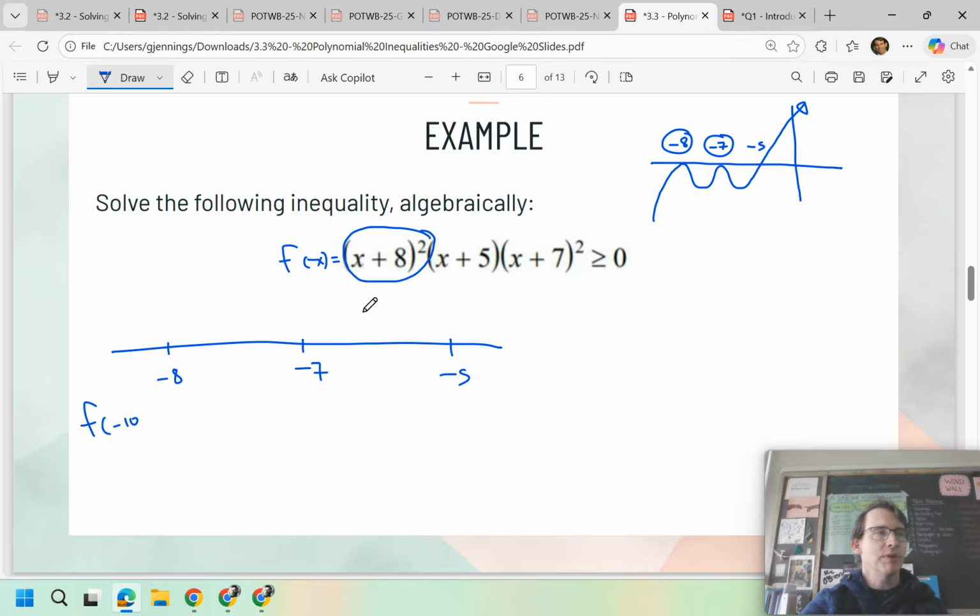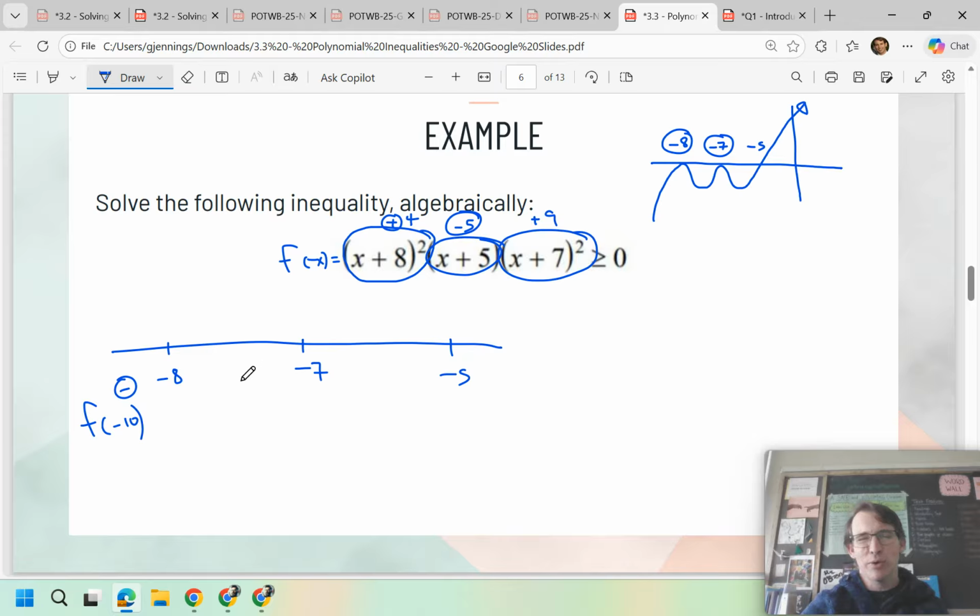So minus 10 plus 8 is minus 2. Minus 2 squared is 4. That's positive. Okay? This one's now negative, because that's minus 10 plus 5, negative 5. And then minus 10 plus 7 is minus 3. Minus 3 squared is positive 9. So we're positive 9 there, we're positive 4 there. We have one negative, so it's negative over here. Okay? In between here, it's still negative.